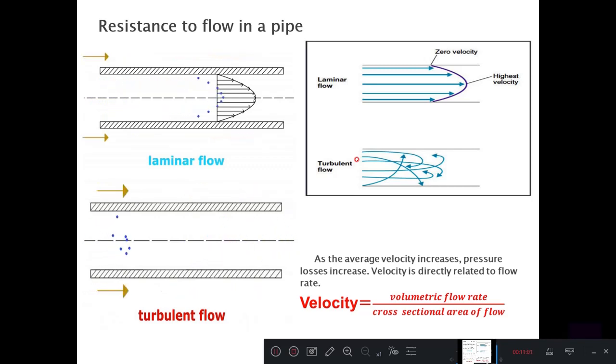That is, velocity is directly related to the flow rate. So as the average velocity increases, the pressure losses increase. Then the velocity is directly related to the flow rate. Therefore, the velocity is given by the volumetric flow rate divided by the cross-sectional area of the flow. So an increase or decrease in the flow rate will result in a corresponding increase or decrease in the velocity.